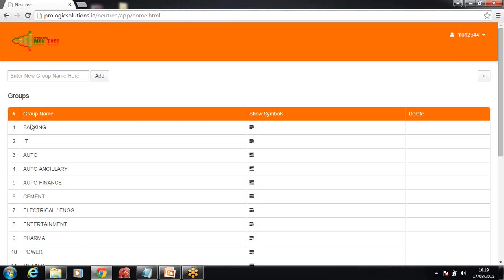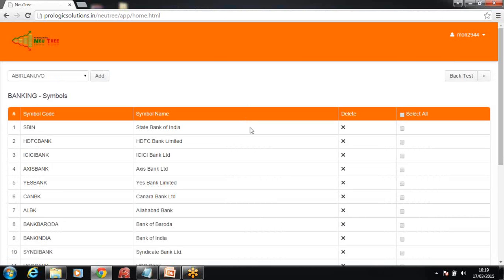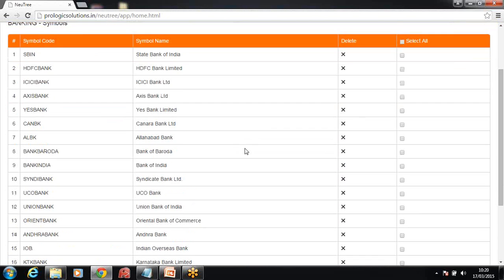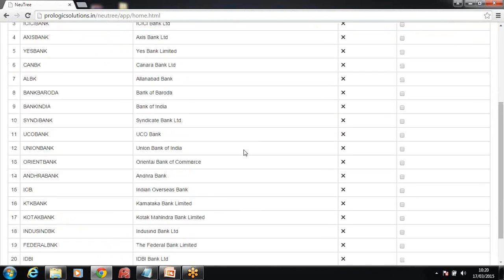I have done it, you don't even have to check. I'm telling you the advantages of having Neutree. You don't have to put any symbol into any group. You don't have to think also. We have already done that for you.